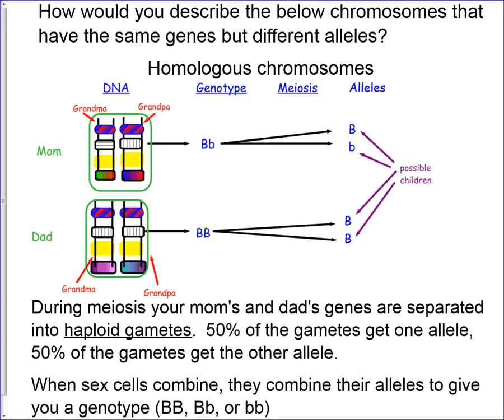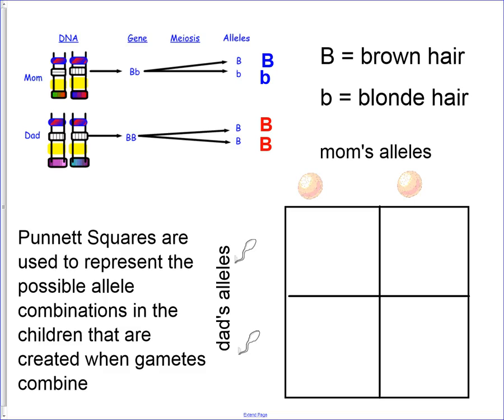So let's see what happens when you combine those possible gamete alleles. Again, your mom, in one of her eggs, will have a big B, in the other one, a little b. And then for your dad, his only possible allele is the dominant brown hair big B. This is called a Punnett Square, and its job is to represent the possible allele combinations in the children created when gametes combine. If you're only looking at one trait, like hair color, it's easy to follow.